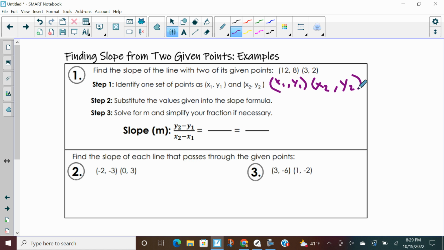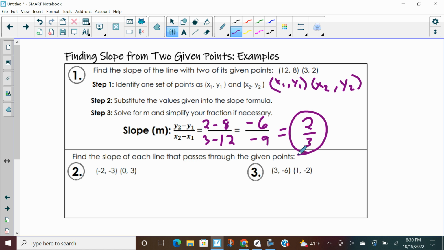So y2 is 2 and 8. So I'm going to do 2 minus 8. And then I'm going to do 3 minus 12. So 2 minus 8 is going to give me negative 6. 3 minus 12 is going to give me minus 9. So if I simplify that, it's positive 2 over 3.